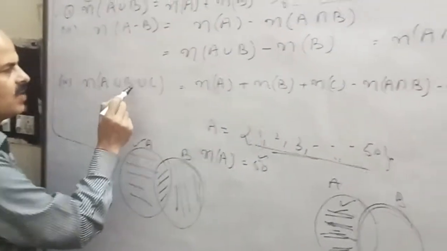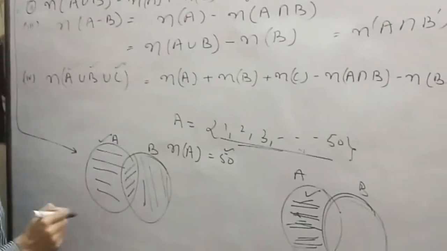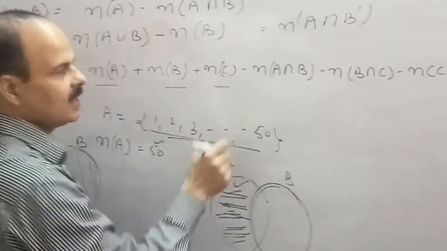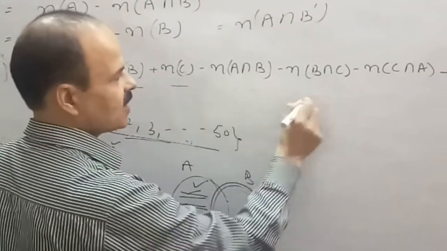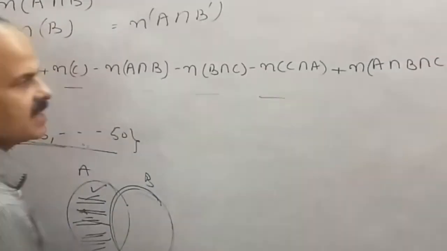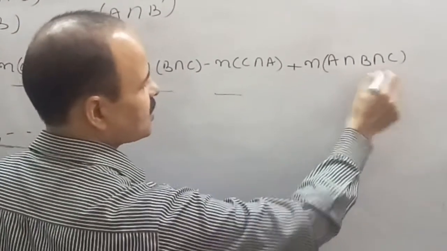And the fourth is n(A union B union C). Three terms you are getting there, three sets. That formula is n(A) plus n(B) plus n(C) minus n(A intersection B) minus n(B intersection C) minus n(C intersection A) plus n(A intersection B intersection C).